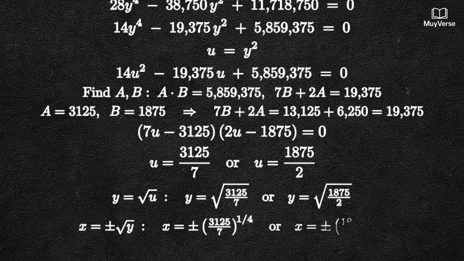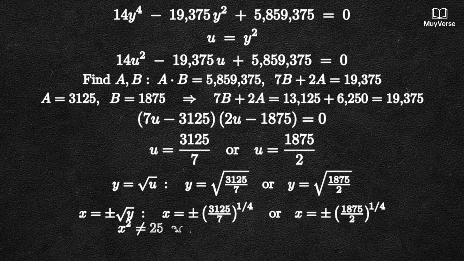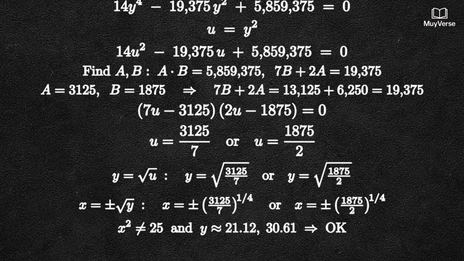Then x squared equals y. So x equals plus or minus the square root of y. This yields 4 real solutions. Step 7. Domain check and simple real form. We must have x squared not equal to 25.